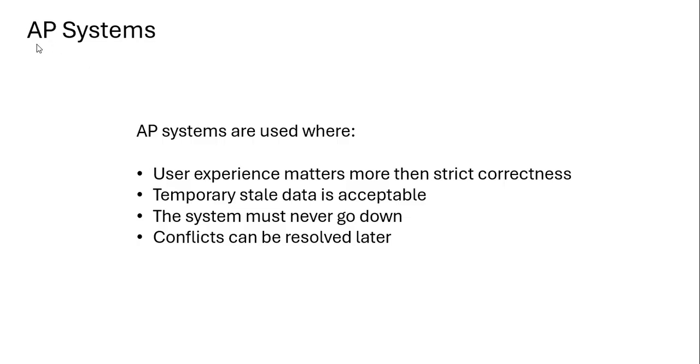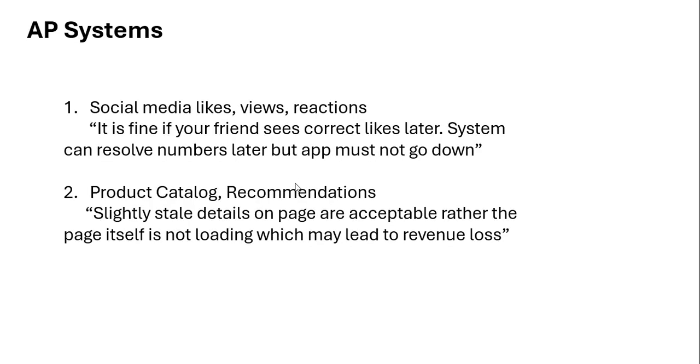So let's say we have made a choice of availability and partition tolerance, right? Where these systems are used, user experience matters more than the correctness of the data. Temporary stale data is still acceptable, but the important thing is the system must never go down. It should be available 24 by 7, and conflicts can be resolved later. Stale data is acceptable, but the system must always be available, and user experience matters the most.